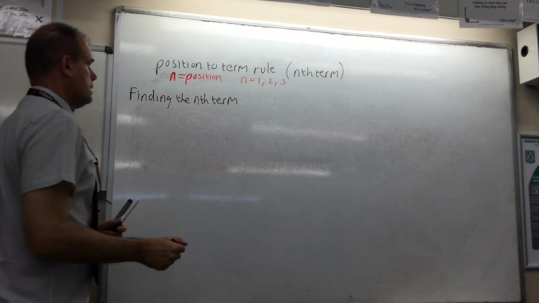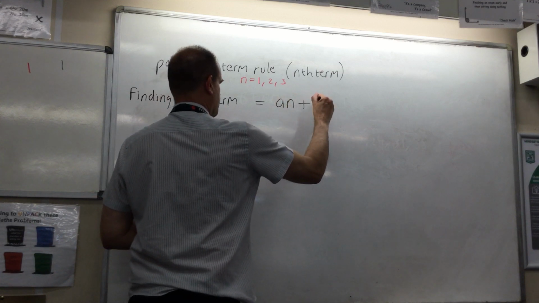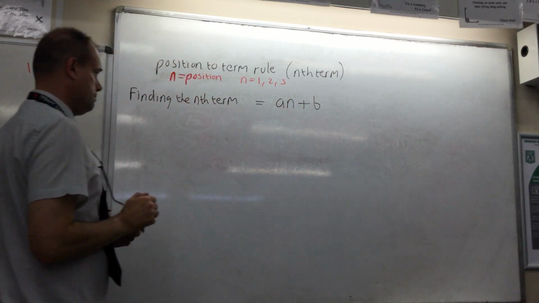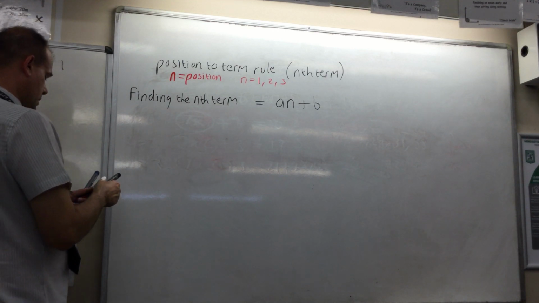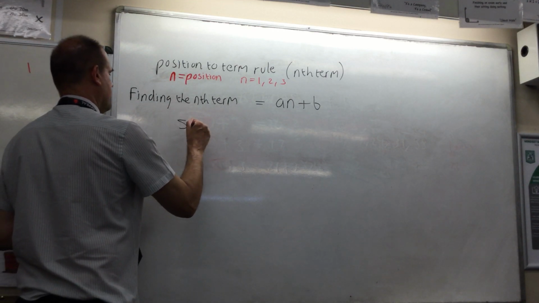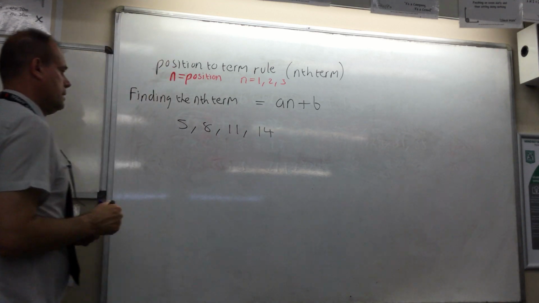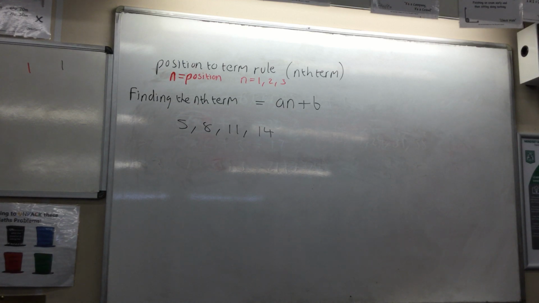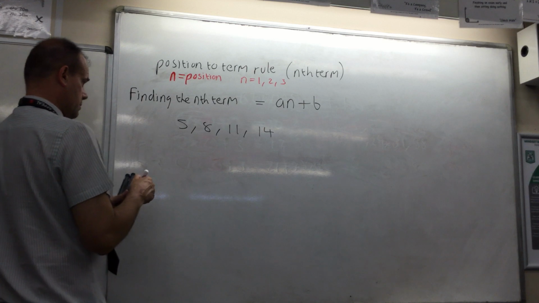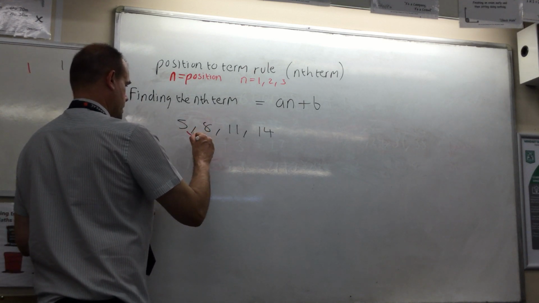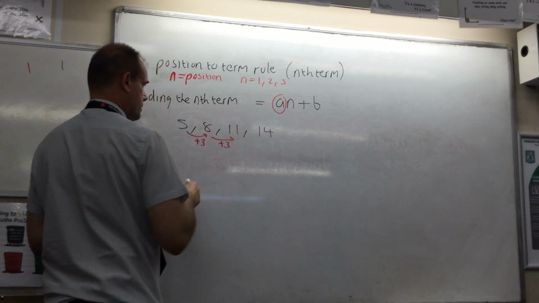Well, the formula is linked to this. It's something to do with a lots of n plus b. We need to know what the a and the b are. So if I put one on the board here, let's say we've got, I don't know, 5, 8, 11, 14. How do we get it from that? Well, we can see it's going up in 3s. Term to term is going up in 3s, and that is where the a bit comes from.